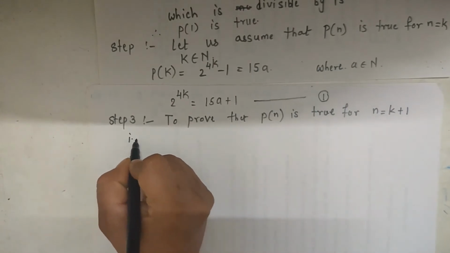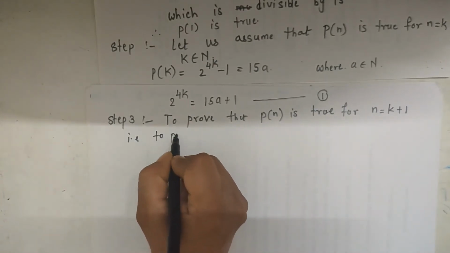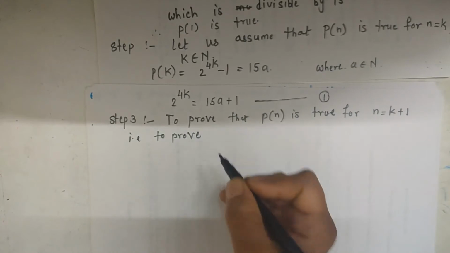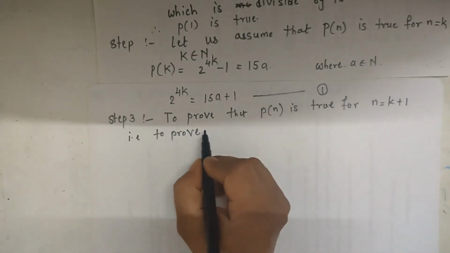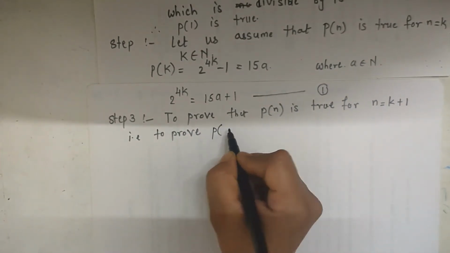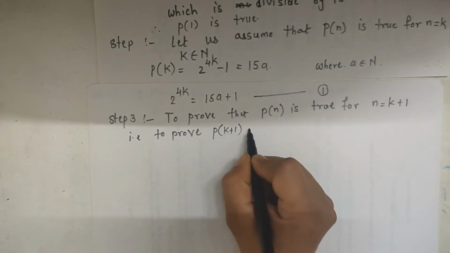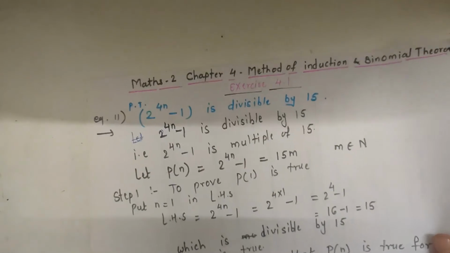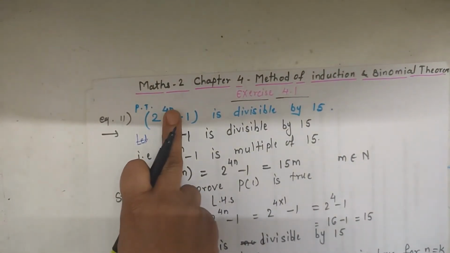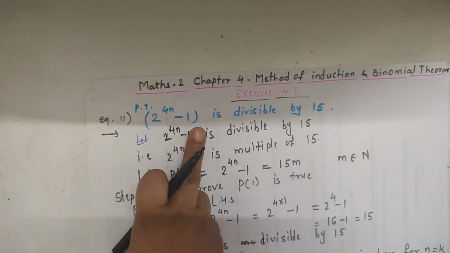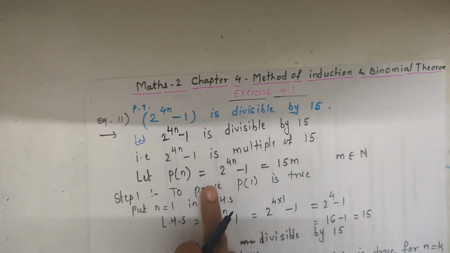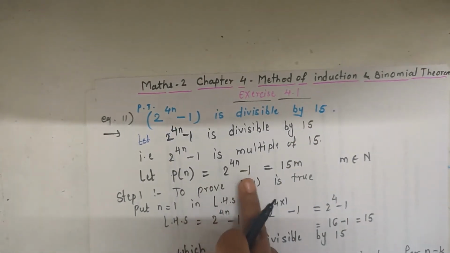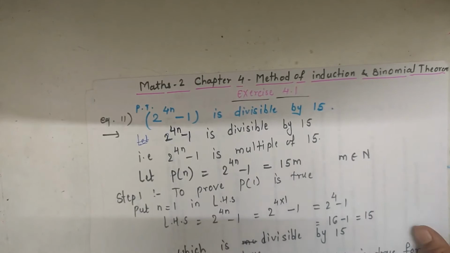That is to prove P of k plus 1. The given statement is 2 raised to 4n minus 1 is divisible by 15. So we can write 2 raised to 4n minus 1 is equal to 15n.